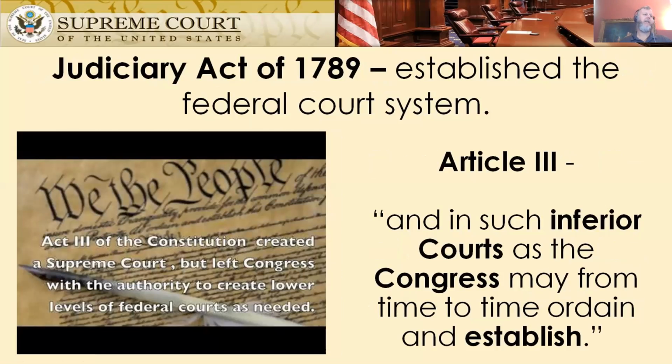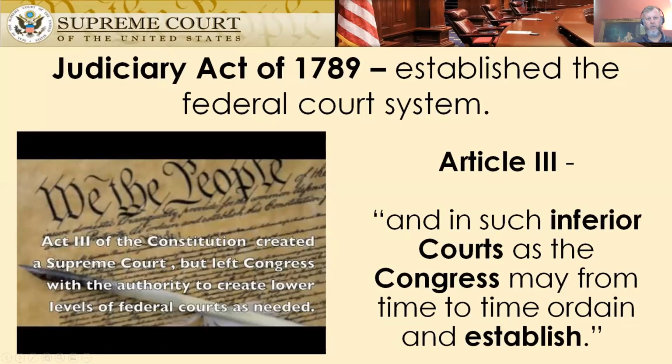Article 3 said that they would create a Supreme Court and inferior courts as the Congress may from time to time ordain and establish. What this was saying was, here you go, Congress, you have the right to create a court system now. So they did, and it's called the Judiciary Act of 1789, and this is what established the federal court system.